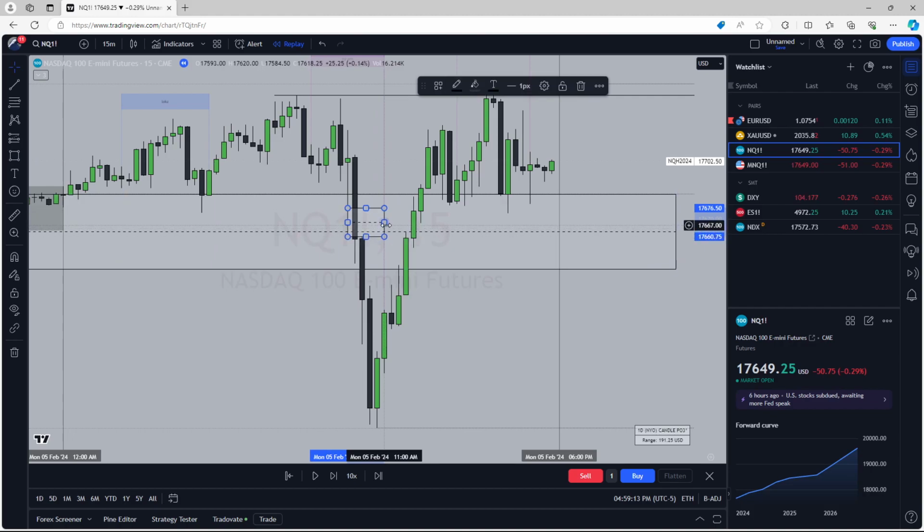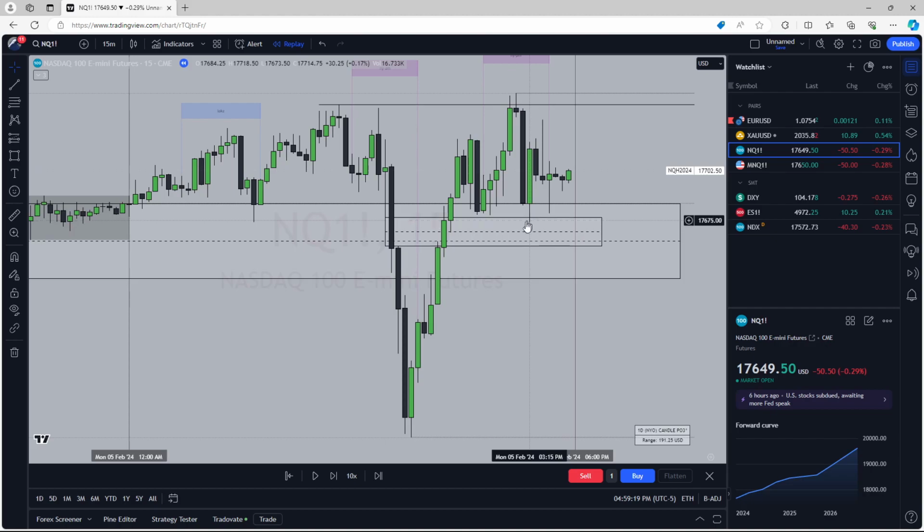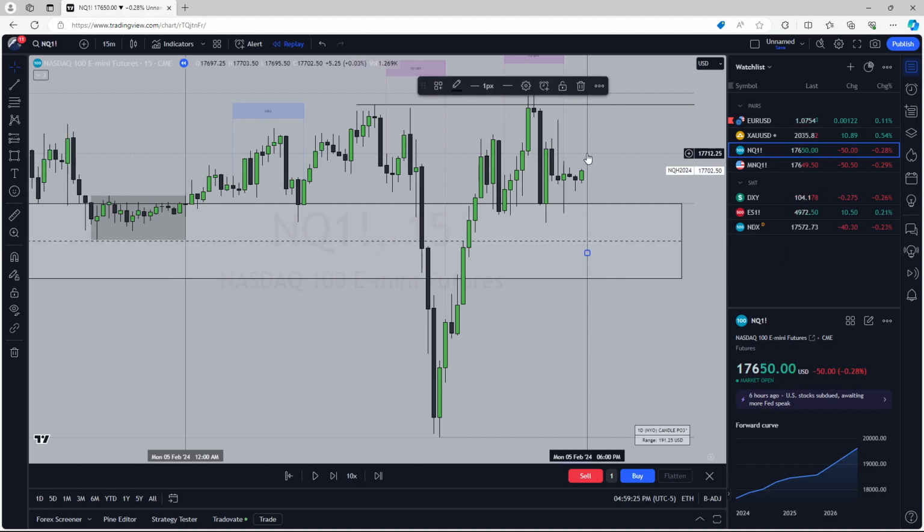This is an inverse fair value gap. I don't expect you guys to know this, but you would have been entered here if anything. But that's too late, so no. Never mind. I'll show you a trick actually.